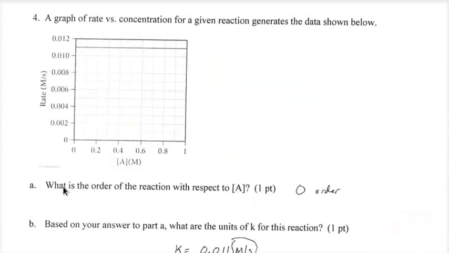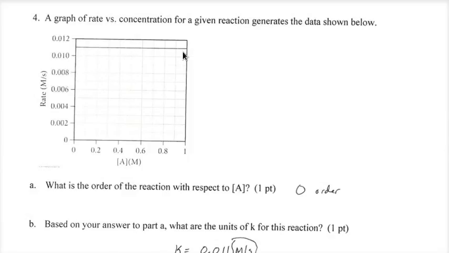Part A. What is the order of the reaction with respect to concentration of A? 0 order, because that's what's on the x-axis, and it's 0 order as we know from the picture in the notes that shows 0th order, first order, and second order. And the 0th order is a horizontal line.